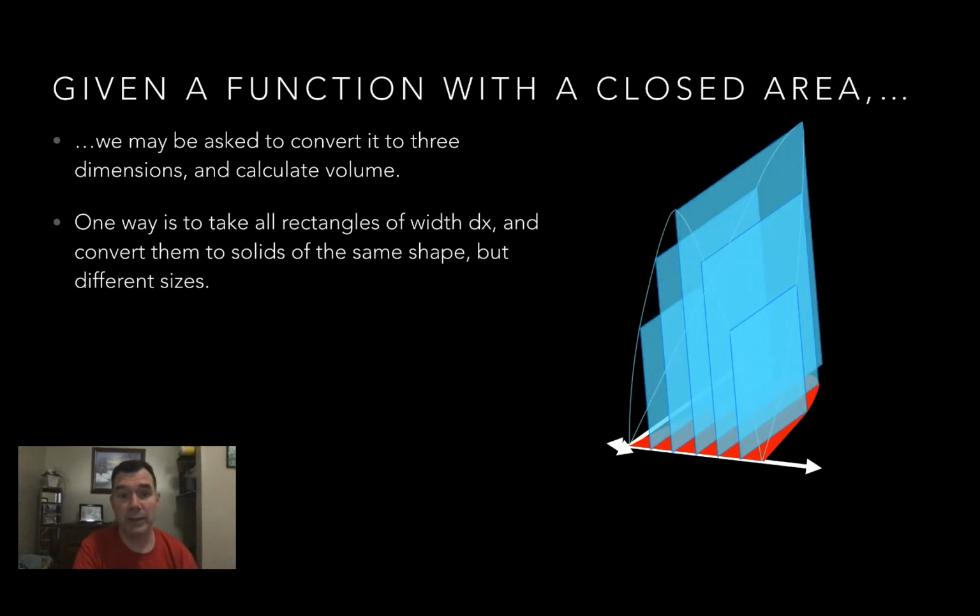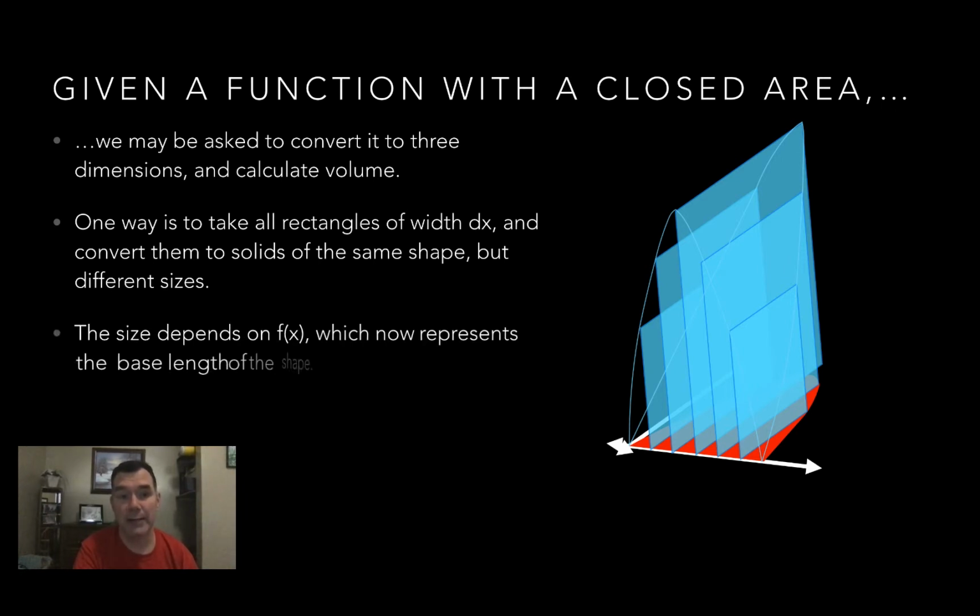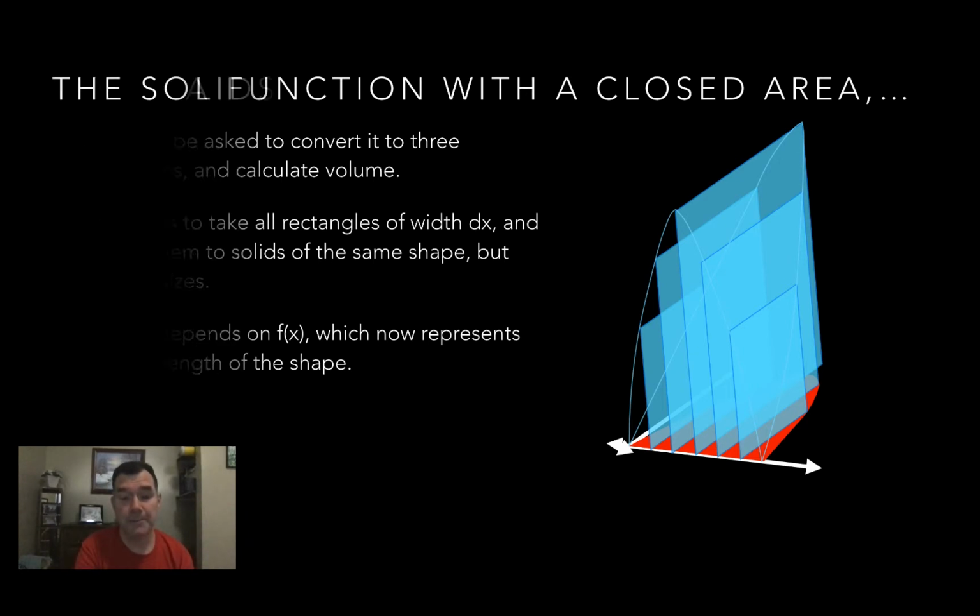So one way to do this is we take all those rectangles that we found before to find the area, and now we convert those rectangles to solids, all the same shape but with different sizes, and we create kind of a solid like you see there on the right. Now the size of that solid is going to depend on what f of x is as you move through the base area to create all of your shapes.